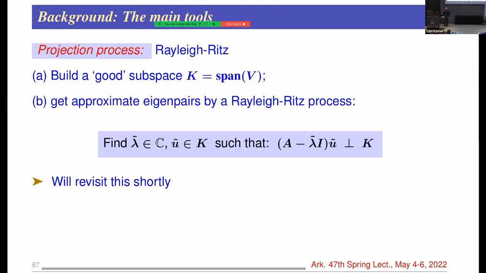Okay. Now let's go to some of the tools that are used. The projection process. I'm going to discuss this in detail in a second. These are the main tools that you will find in any code that computes eigenvalues. The first one is the projection process. I will discuss that in detail.